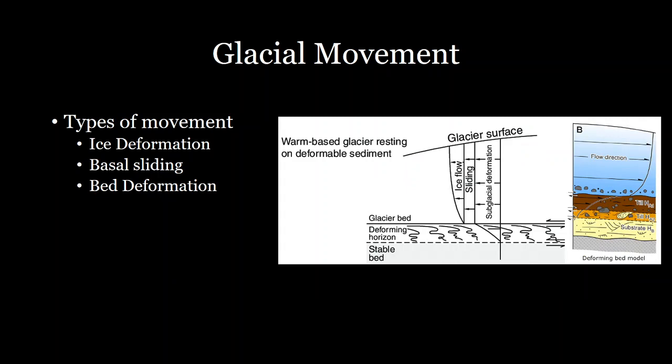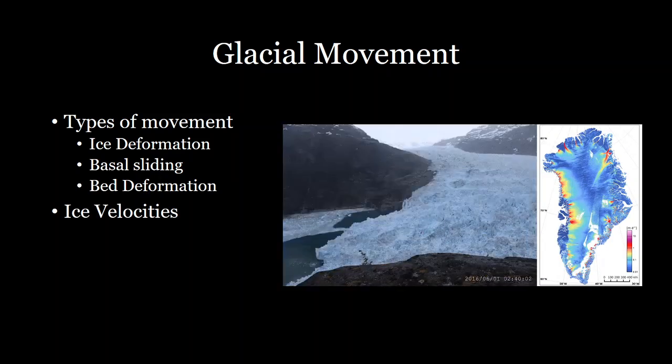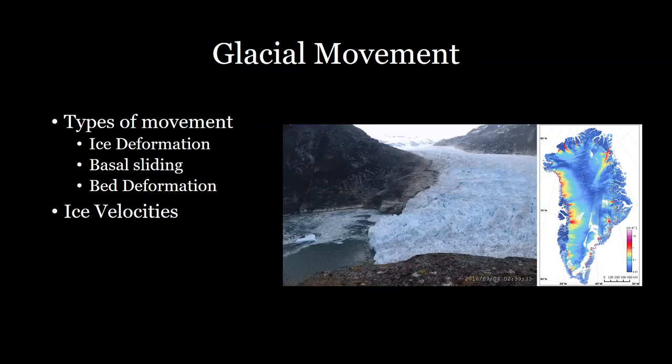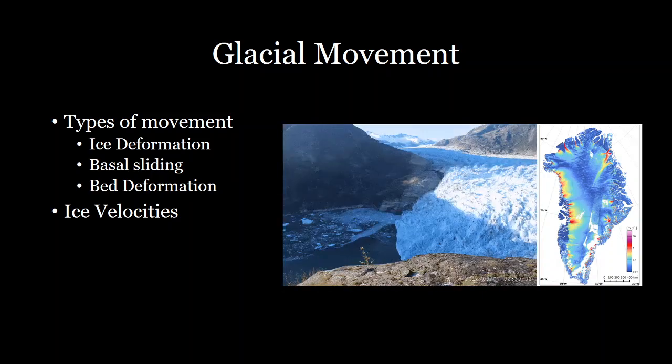Next, when a glacier is flowing over sediment, you can have bed deformation. When the sediment is soft enough, the glacier can move just by deforming the sediment underneath it and causing it to slide forwards. You can see here this deforming horizon of sediment that's getting sheared by the glacier and allowing it to move forwards. And all three of these processes are usually going on to some extent on a glacier. And so the velocity of a glacier can vary significantly from one to the other.